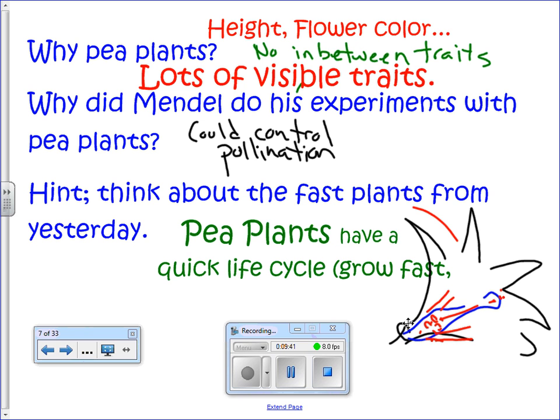So the three reasons, and this will be a question you'll see on quizzes and tests, three reasons that pea plants were very useful. One is they don't have in-between traits. They're very observable traits, and there are no in-betweens. Secondly, he could control the pollination. And thirdly, the pea plants have a very short life cycle. They grow and reproduce quickly. All right, everybody got that?